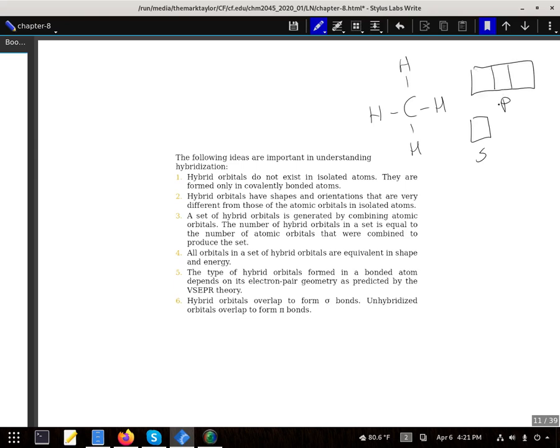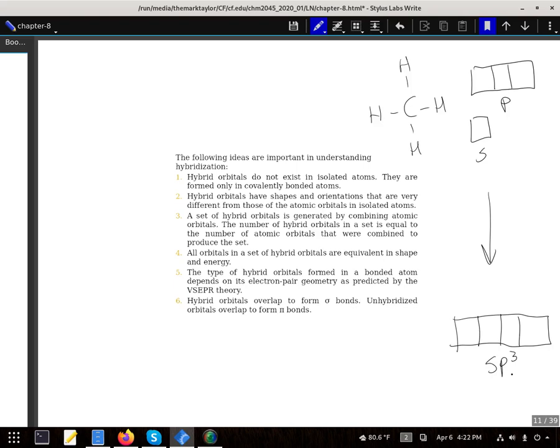That'll be the s and the p's. And when I overlap those, it's going to make 4 degenerate orbitals, meaning exact same level, so exact same energy, but they will now be called sp3 hybrid orbitals.